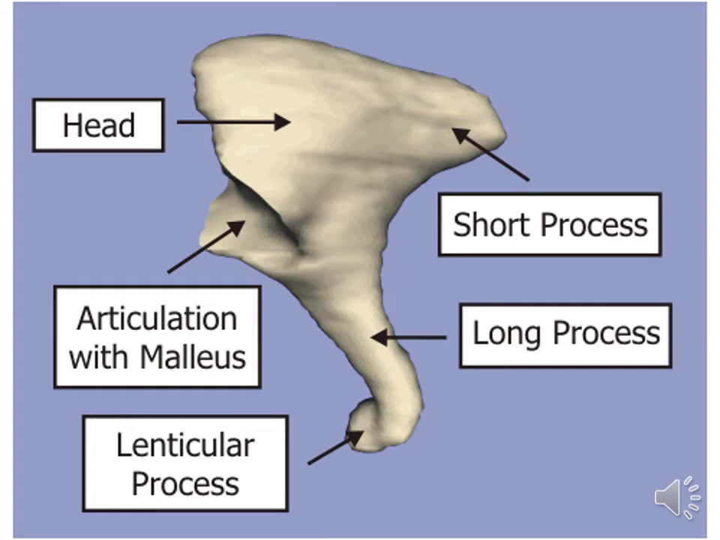The incus bone starts from the head, and we have a short process beyond the head that articulates with the malleus. Then below it are the long process and the lenticular process that articulate with the stapes.